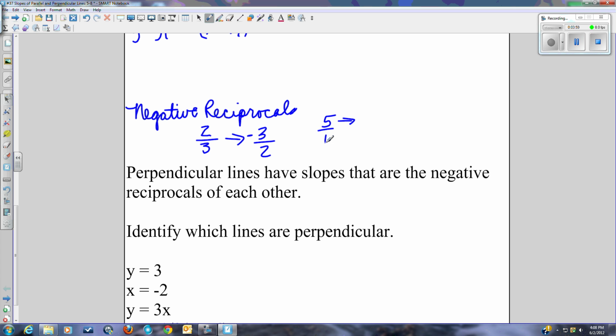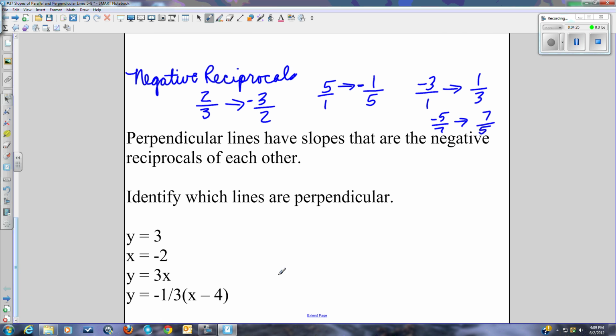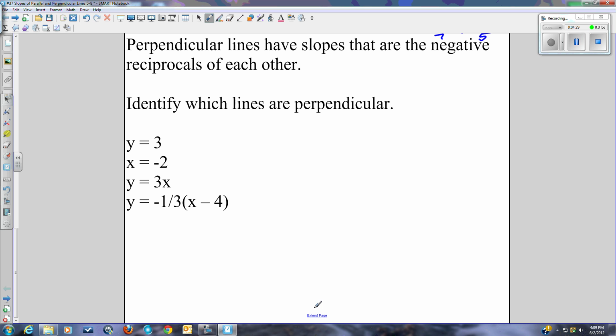If you have something like 5, put a 1 underneath it. Turn it upside down, put a negative in front of it. If you have -3, put a 1 underneath it. Turn it upside down, but change the sign. If it is negative, make it into a positive. So if you have -5/7, you are going to make that a positive 7/5. So that's what we mean by negative reciprocals. Now, perpendicular lines have slopes that are negative reciprocals of each other.